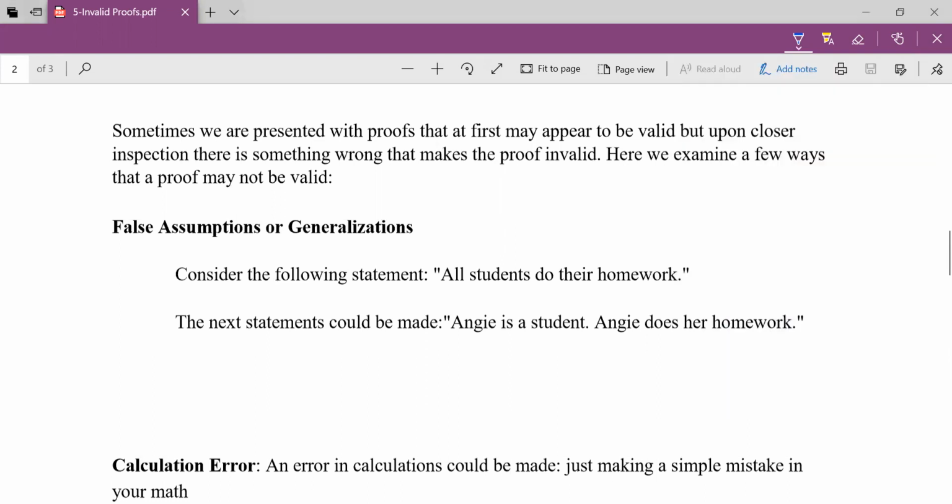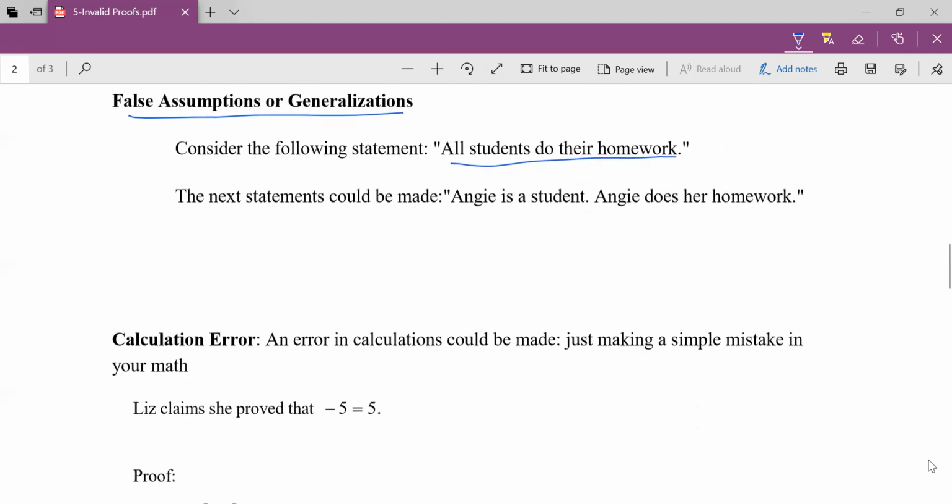All right, how do we do this? It's actually pretty easy. So consider the following statement: all students do their homework. Then the next statement could be made: Angie is a student, therefore Angie does her homework. Well, we've got a bit of a problem. It's called a false assumption. We all know that all students do not do their homework, right? So this is what's known as a false assumption or a generalization. Sometimes the initial argument is incorrect, the initial conjecture or statement.